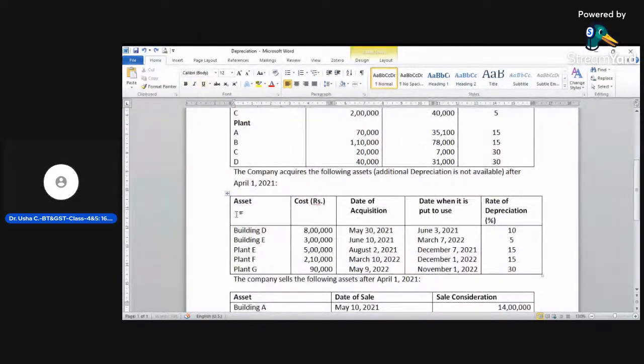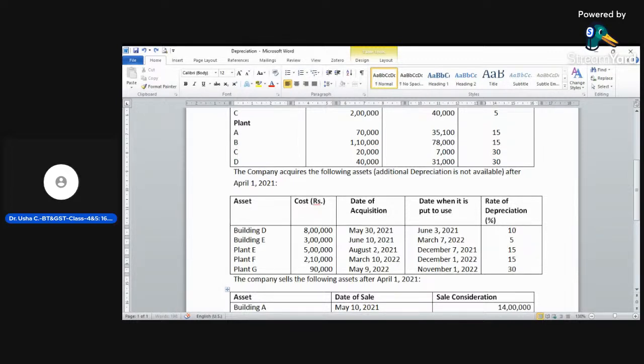Next, plant E. If you just understand this problem, everything is covered here. All the adjustments, all the information relating to the depreciation, everything is covered. If you work out this problem, you can understand the complete concept of depreciation, other than additional depreciation, the normal rate of depreciation, how to charge, everything is covered in this one problem. So plant E. Plant E is 5 lakh.